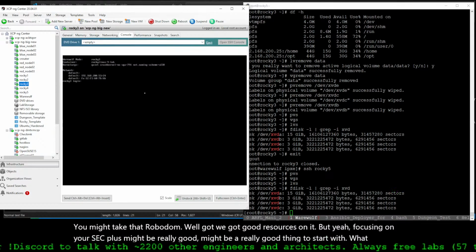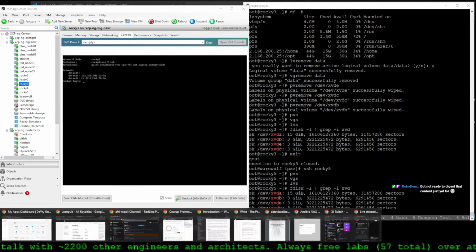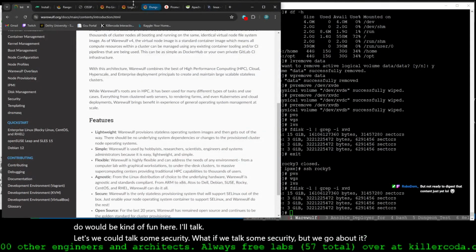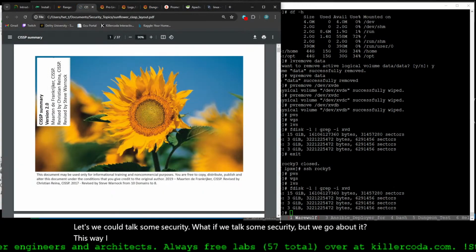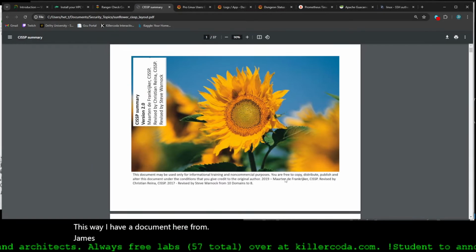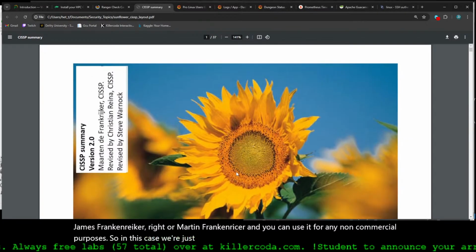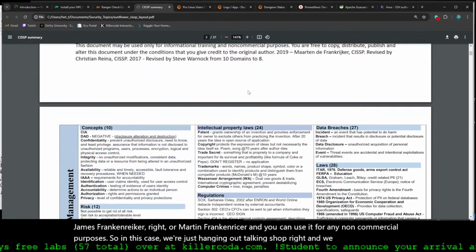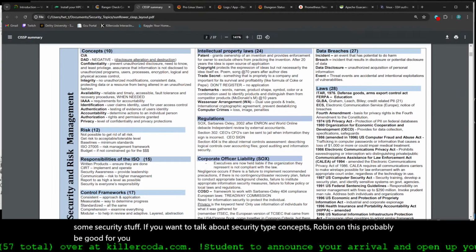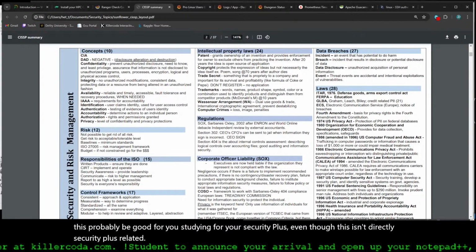You know what we could do that would be kind of fun here? We could talk some security. What if we talk some security, but we go about it this way? I have a document here from Martin Frankenreicher, and you can use it for any non-commercial purposes. So in this case, we're just hanging out, talking shop, and we can walk through some security concepts if you want, Robodom. This will probably be good for you studying for your Security Plus. Even though this isn't directly Security Plus related, it would really help you get ready for it.